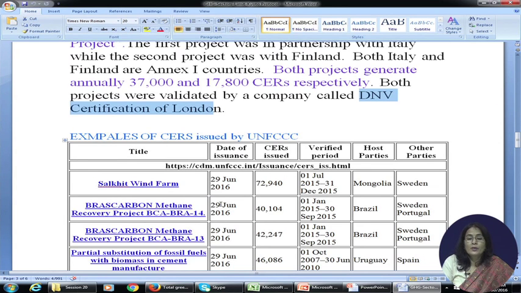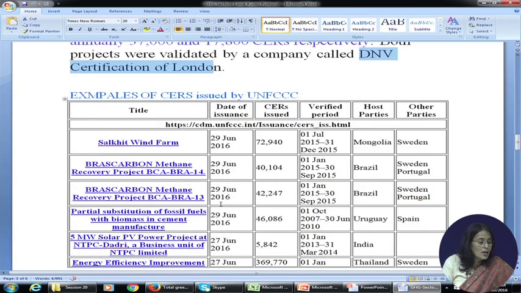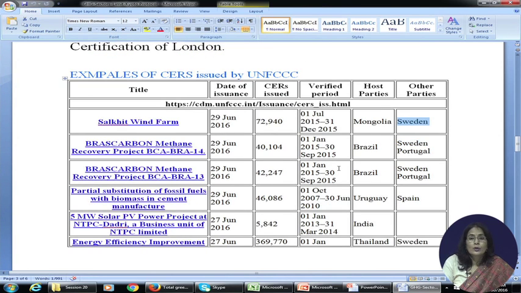recent CERs which have been issued by UNFCCC, if you can see, it is as late as 29th July. So Salkit wind farm, how many units of CERs were issued? It is 72,940 CERs, and in which country was it undertaken? It is Mongolia, and which is the other party? This is Sweden. So this information again I have downloaded from the United Nations UNFCCC website.